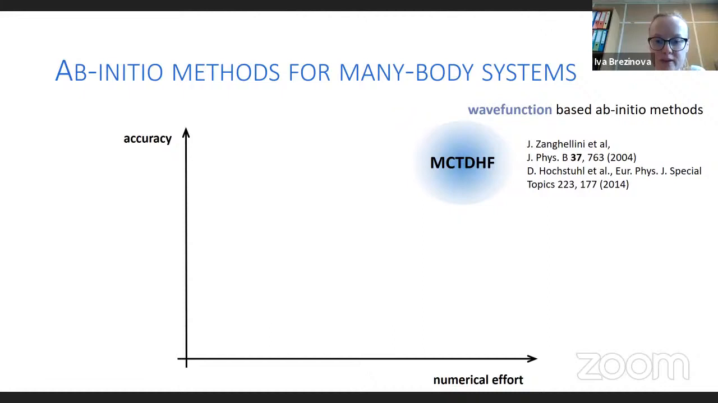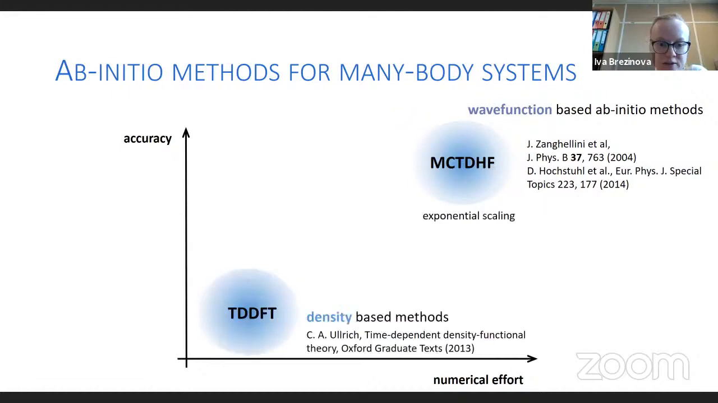And it can be made very, very accurate, but of course the numerical effort is also very high because you still have this exponential scaling. On the other hand, there are methods that are based on reduced objects, and the most prominent example I would say is time-dependent density functional theory, which is a density-based method. Here the accuracy is quite limited. It depends a little bit on the system and also on the functionals that you use. But overall, the accuracy is not very well controlled. But the numerical effort is very small. And therefore, it's also applicable to large and extended systems, like even solids.